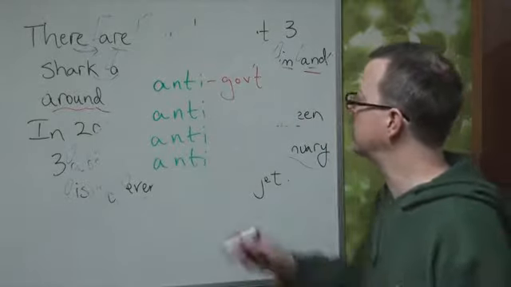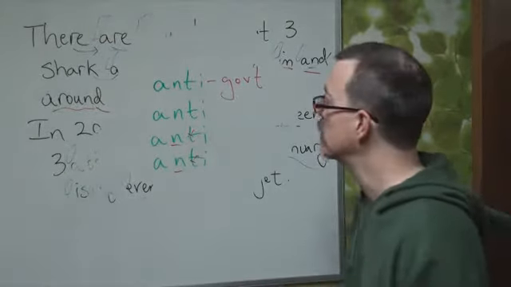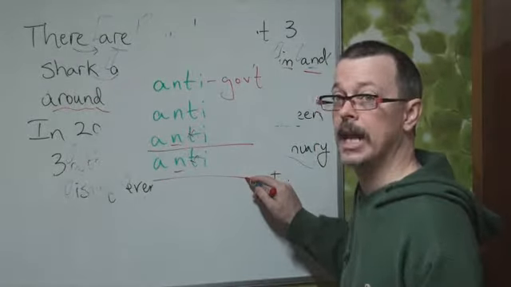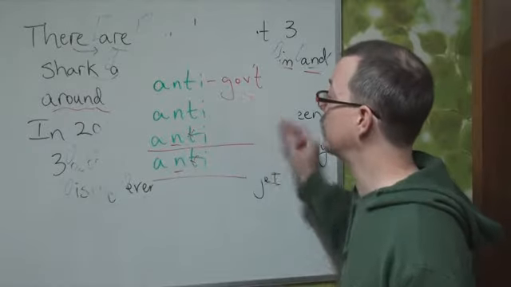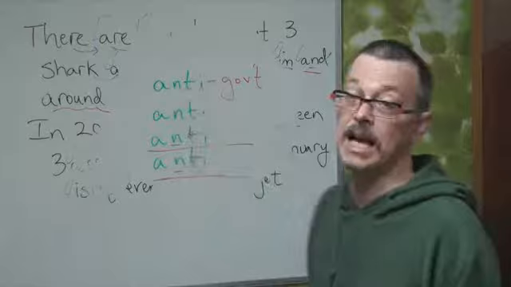And remember, we've studied that the N can kill the T sound. So we could say anti and Annie. Anti-government, any-government. All four sounds are common.